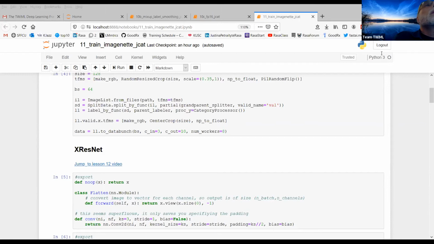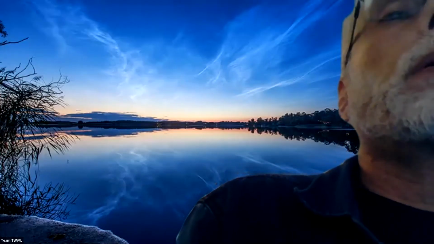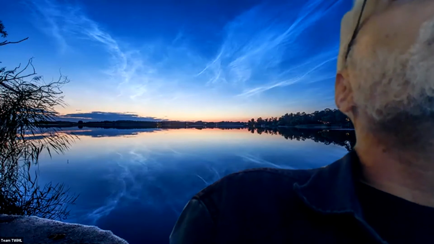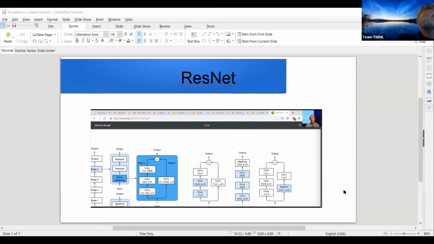Can everybody see this ResNet drawing? Nope. Okay, that means my sharing has to be... Oh, that's right, because I was sharing the notebook. Now I've got to go back to sharing. So stop share, start share, and go here. Now you can see it, right? The ResNet. Yes, I can see it. Okay, great. And can I blow this up?